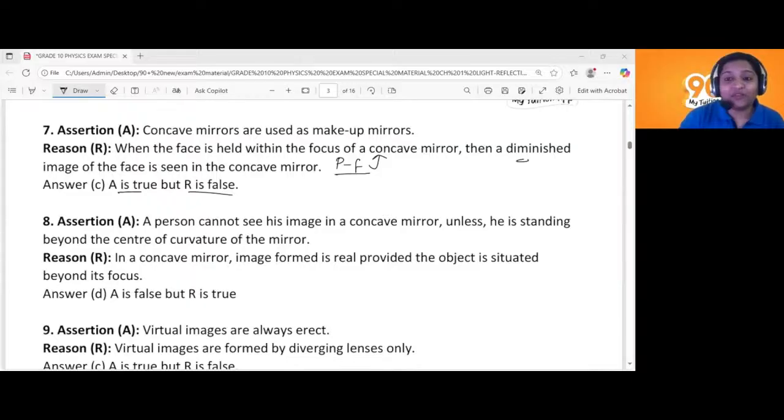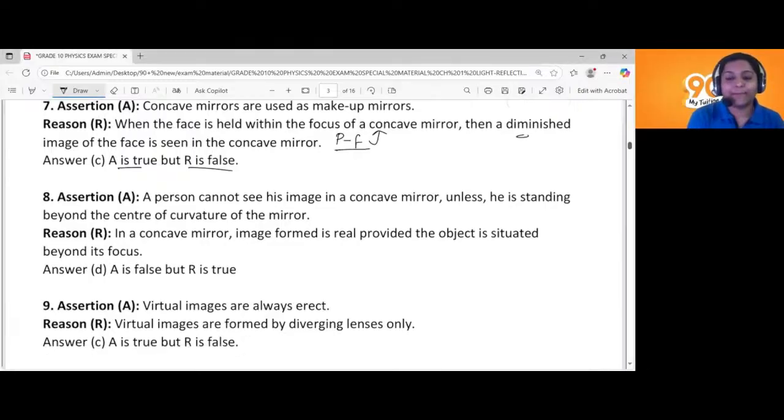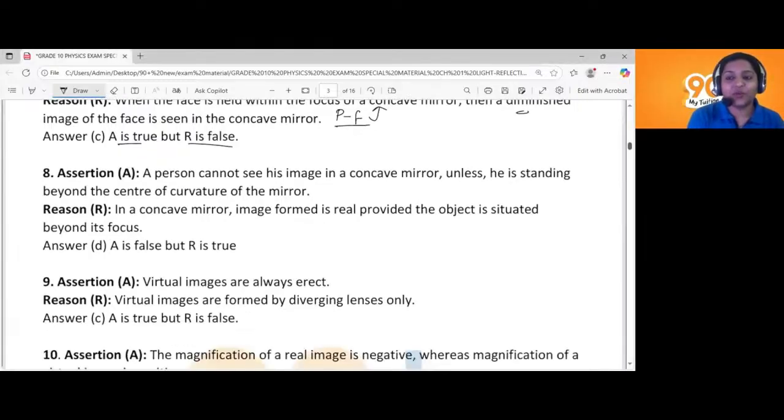Okay. Because for different positions in a concave mirror, we can see the images. It can produce an image of the same size, diminished, as well as an enlarged image also. So it can produce real images for all 5 positions except when the object is within the focus.